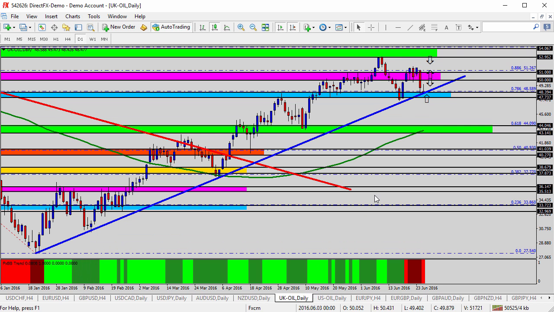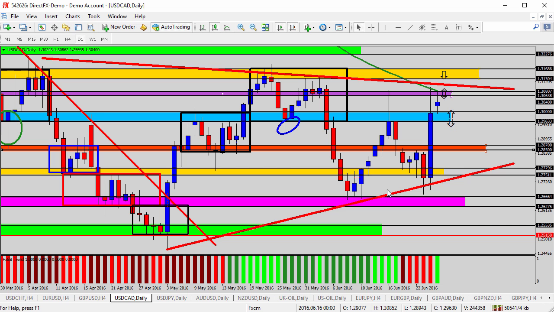Take a look at the UK oil chart. Similar situation, rising trend, blue shaded area, 48.39, 47.73. If it gets underneath there, we could look for that to continue to pressure lower too. What does that mean for the USD CAD? Well, often falling oil prices is not great news, and we'll look for the USD CAD to pressure back up again.